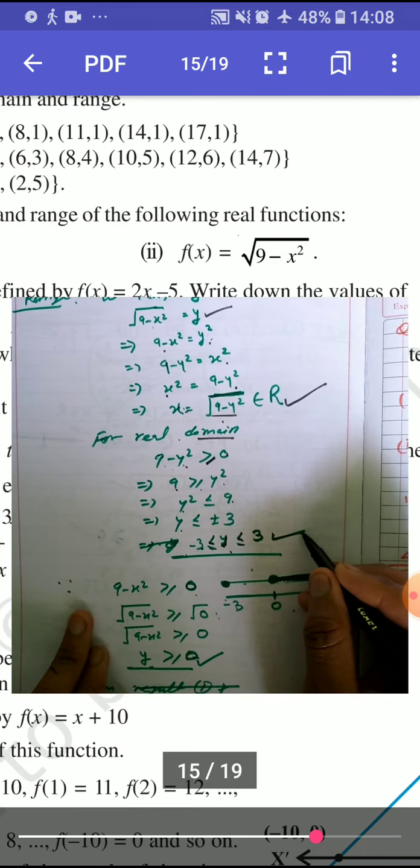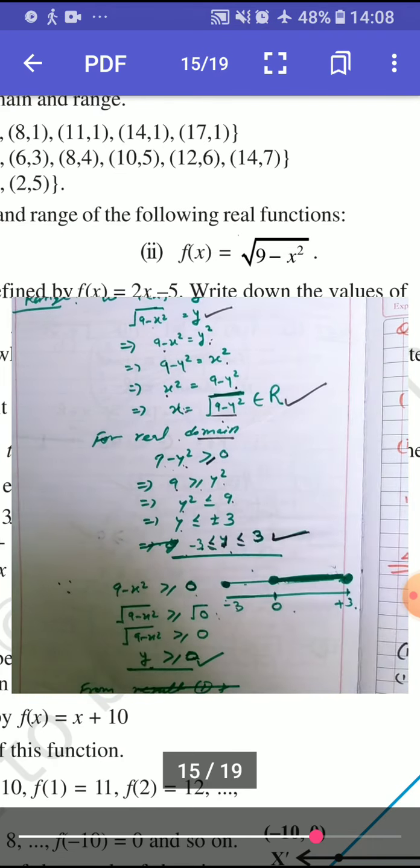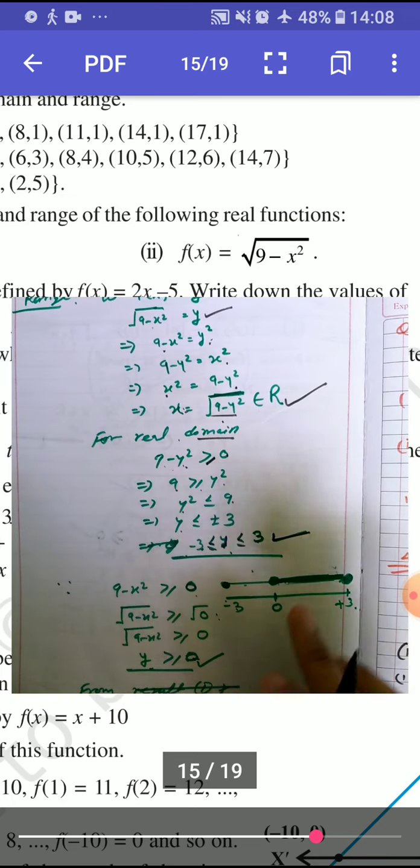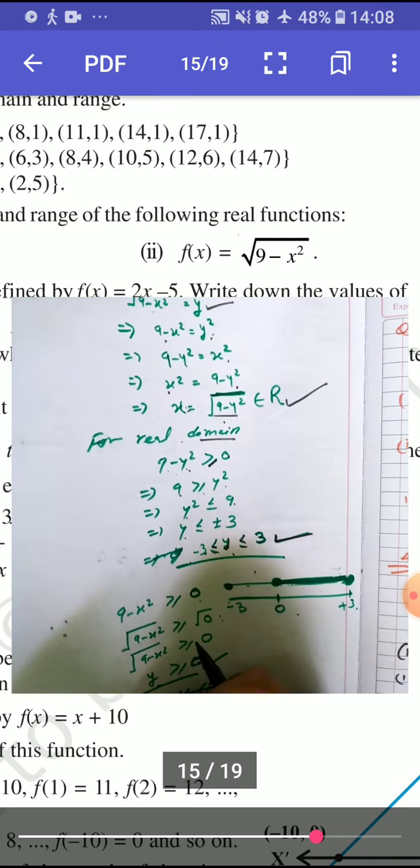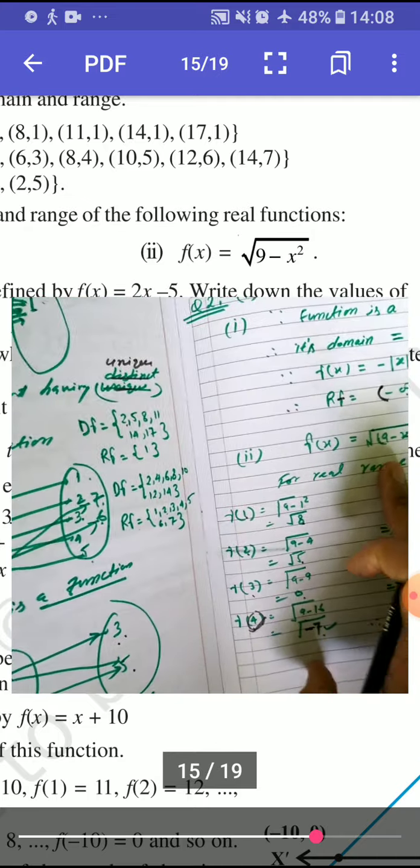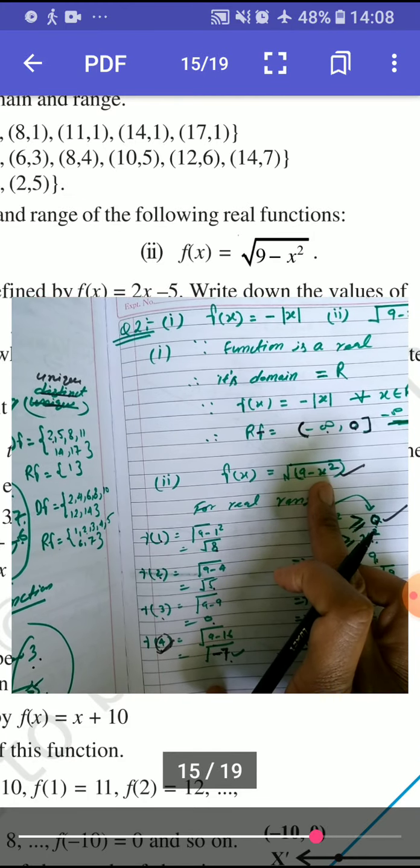But this is not the complete answer. Dear students, we have already written that 9 minus x square is greater than or equal to 0.